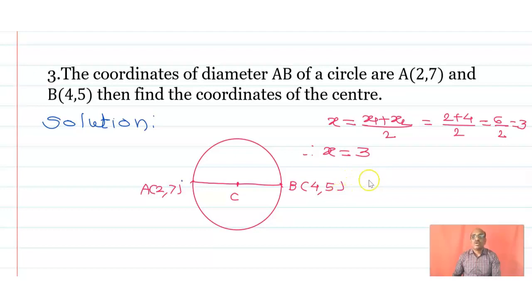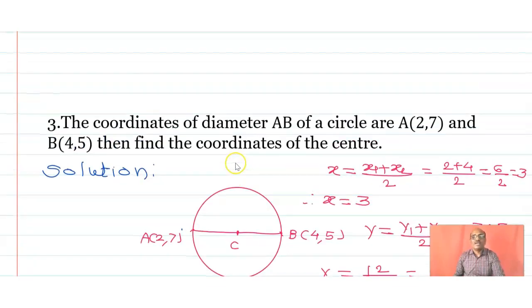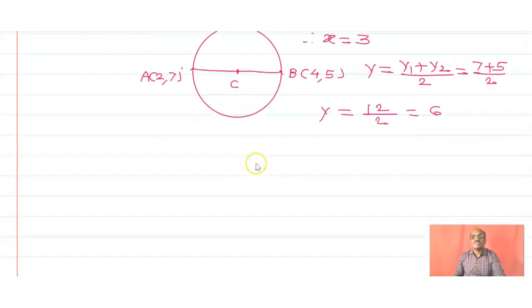Now, what about y? Again, y equals y1 plus y2 upon 2, that is 7 plus 5 upon 2. 7 plus 5 upon 2 means y equals 12 upon 2, and that equals 6. Okay. Therefore, the coordinates of the center are 3, 6.